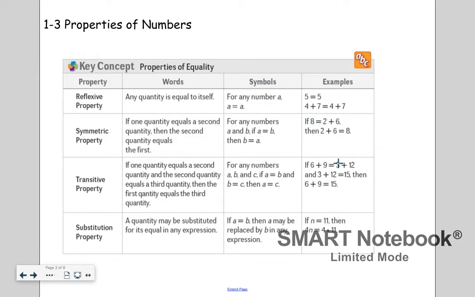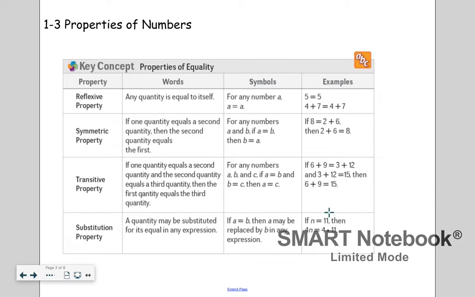Again, you've used these properties before. You just didn't even really realize that's what you were doing, or the names, kind of the math laws of why you're allowed to do this. So 8 equals 2 plus 6 is the same as saying 2 plus 6 equals 8. So the symmetric property says you can switch what's on the left and right of an equals sign, and it still means the same thing.